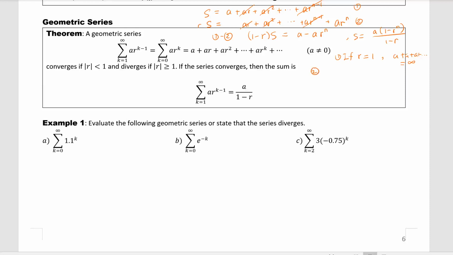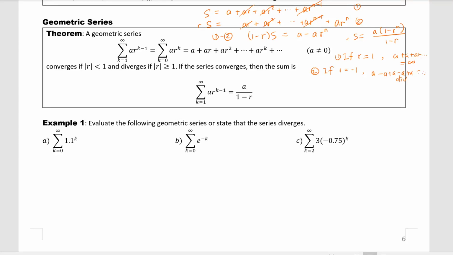And how about if r is minus 1? Then our sequence becomes a minus a plus a minus a plus a. So it's always oscillating between 0 and a. Okay, so this also diverges, because it's oscillating between two numbers, 0 and a.